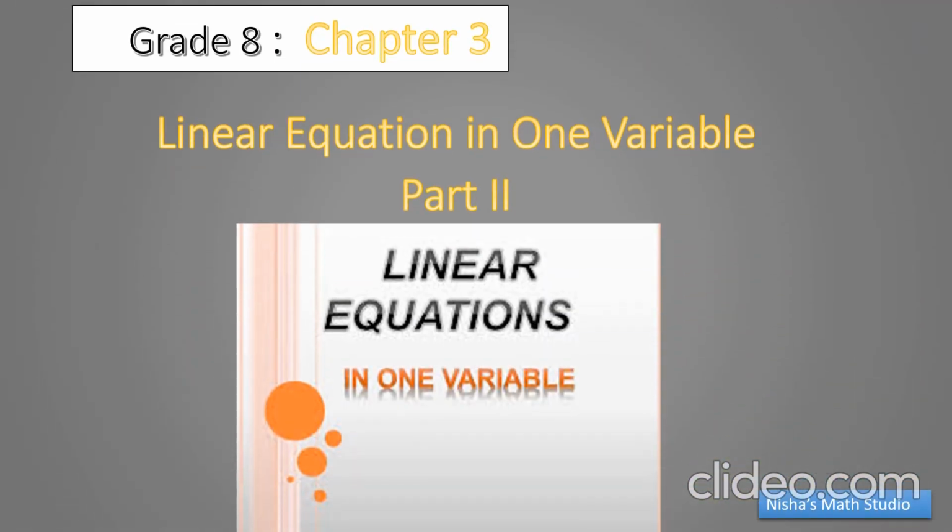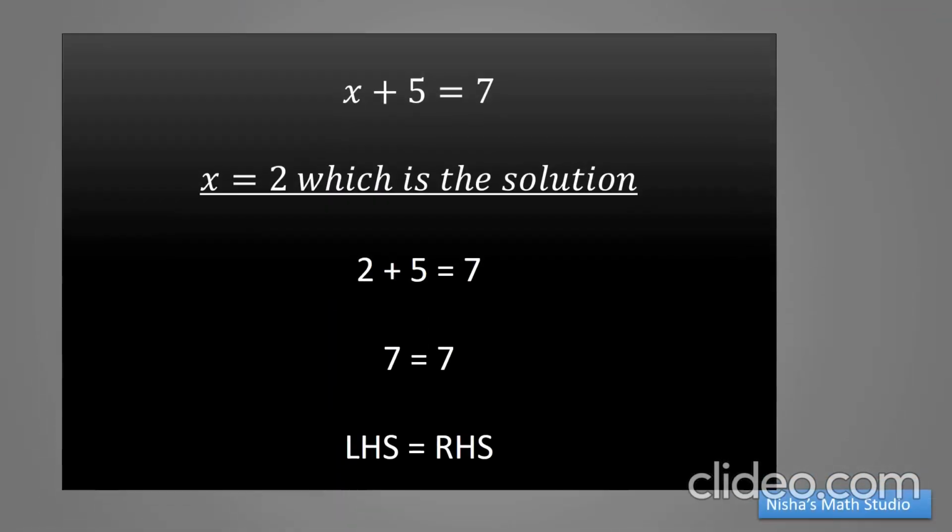Welcome you to the mathematics class of 8th standard on linear equation in one variable, part 2. In last video, you have seen what is a linear equation in one variable and how do we find the solution for it. Look at this example. x plus 5 is equal to 7. Here, just by looking at it, I can tell what will be the value of x. x has to be 2 because 2 plus 5 will give you 7. On the other side also you have 7. Left hand side is equal to right hand side. So 2 is the solution for this linear equation.